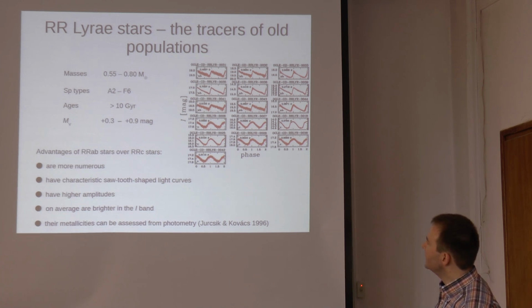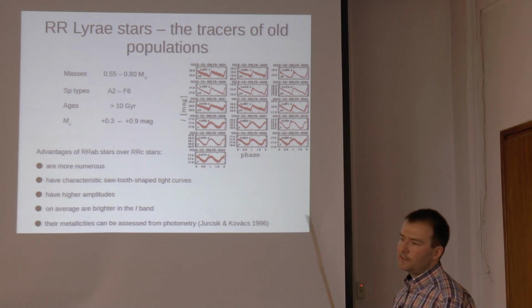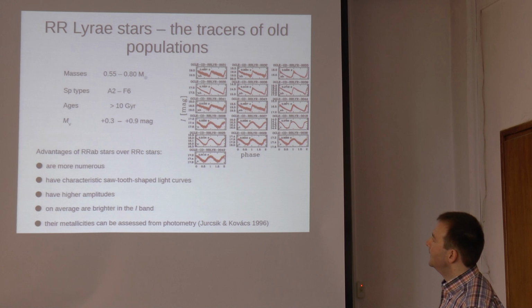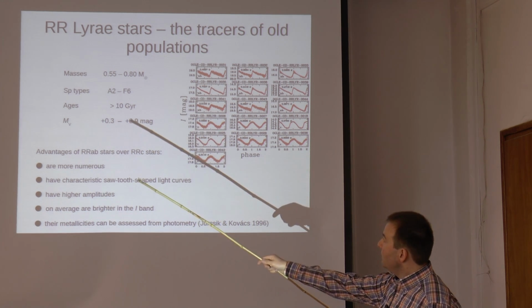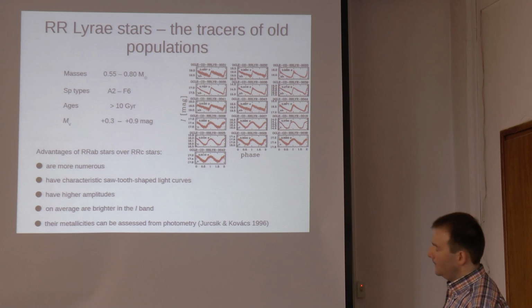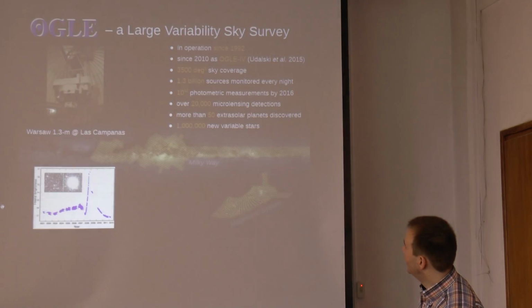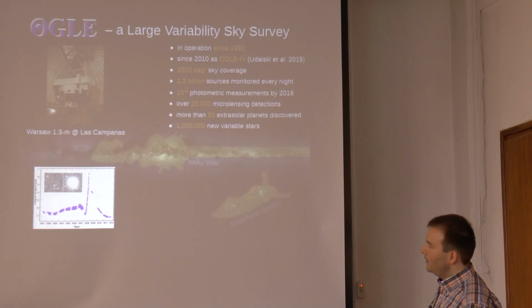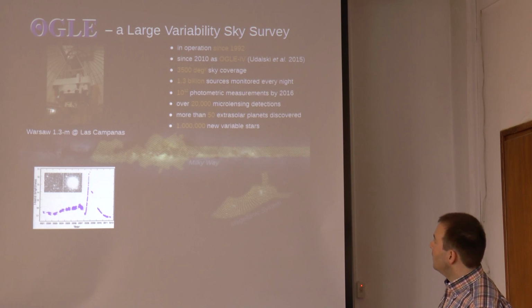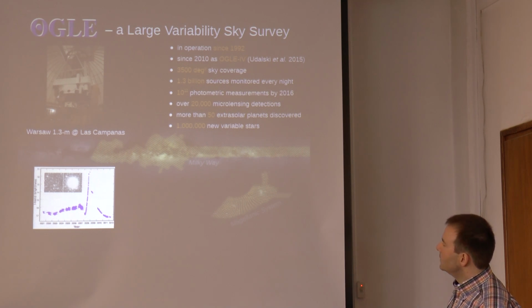These are pulsating stars, easily recognizable because of their characteristic light curves, and we know that they are old from models. So these are core helium burning stars, relatively bright, and that's why quite easily observable in the center. And OGLE in the optical has discovered many thousands of such stars in the galactic bulge.